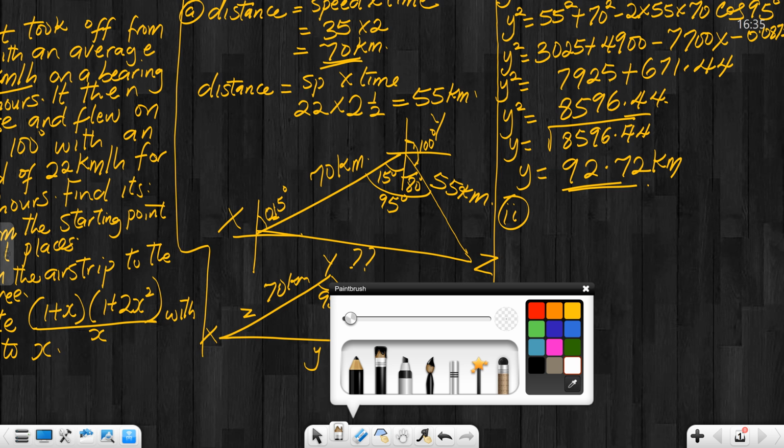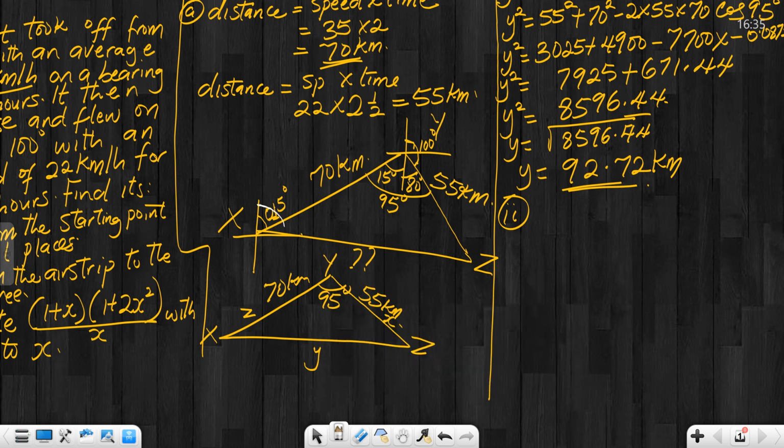Let me use another color for that. We need the bearing from this angle to this place. Then we have part of it, and we need to calculate the remaining angle. So here we are putting theta here. Then to get the angle there, we are going to use the sine rule.